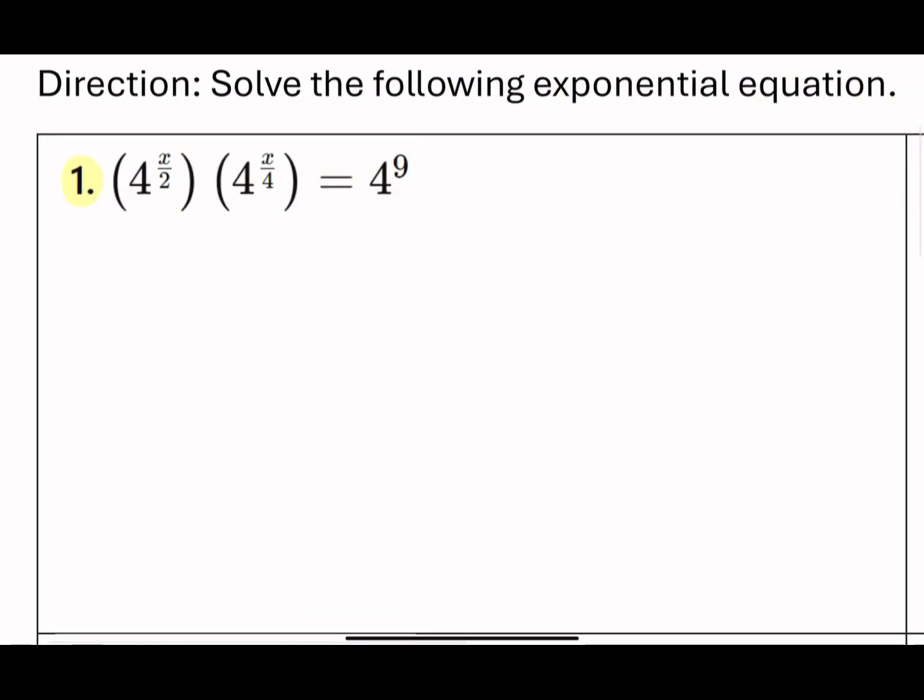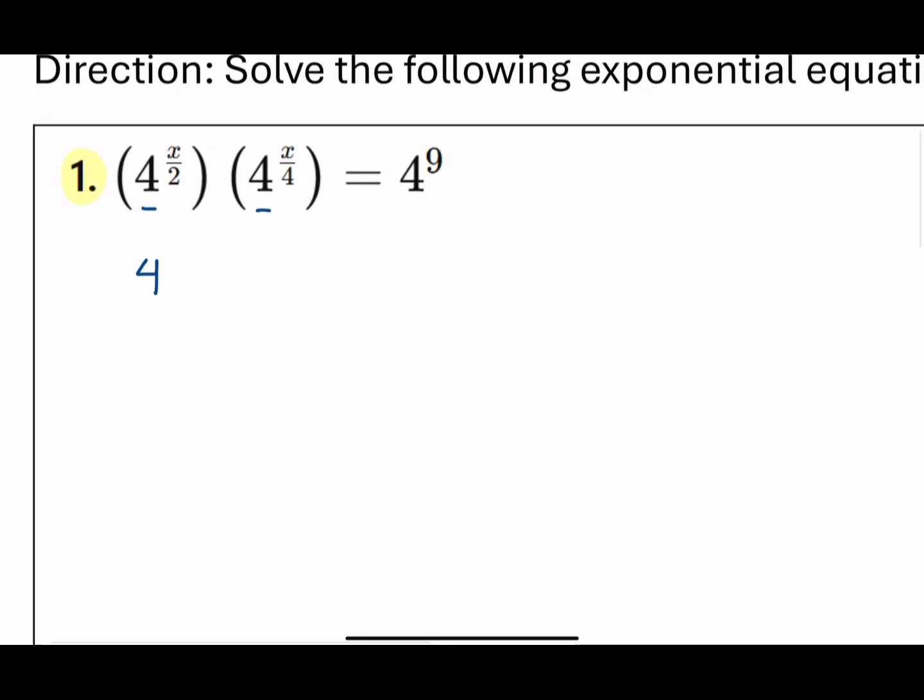So when we're multiplying with the same base, all we have to do is to copy the base. We have a base of 4, we have a base of 4. So 4 raised to, when we're multiplying with the same base, all we have to do with the exponents is add. So we have x over 2 plus x over 4 is equal to 4 raised to 9.